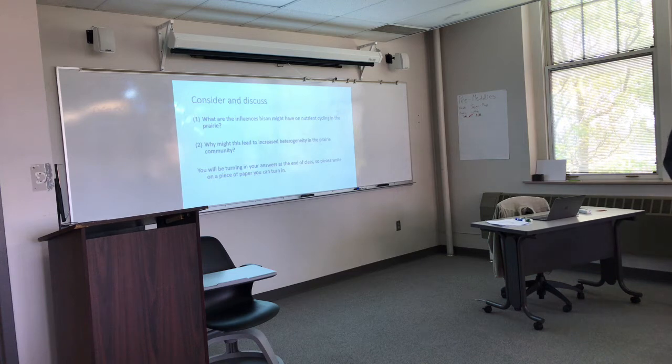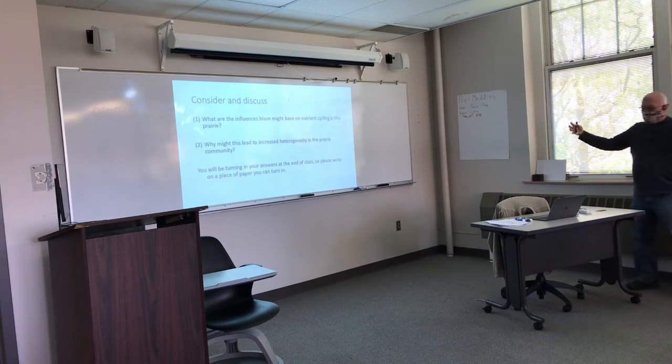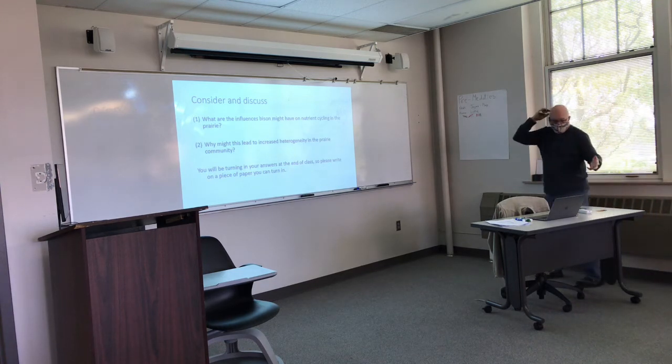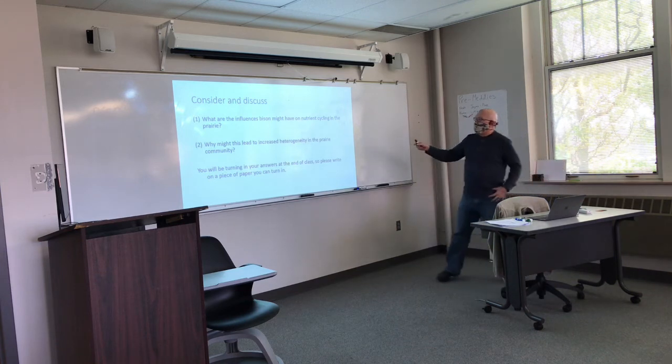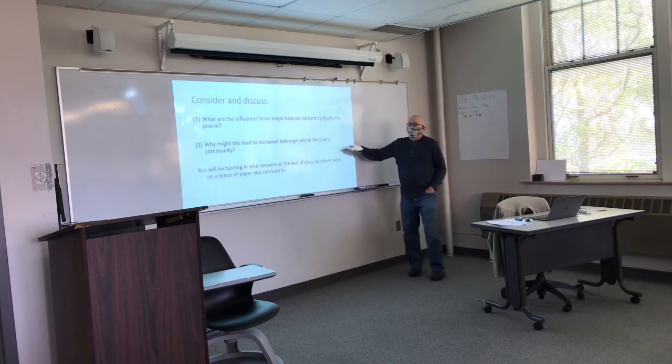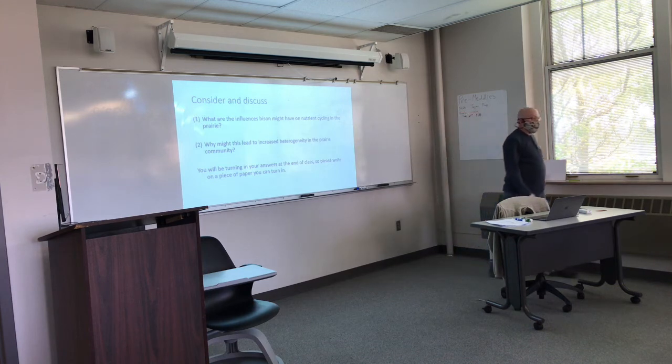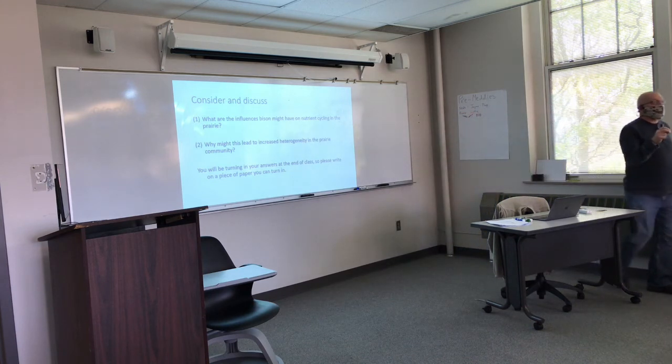And you can think about it in the landscape of a classroom, the landscape of a school, the landscape of a college, a city, or you can think about it as the landscape of a prairie. So how does nutrient cycling maybe lead to increased heterogeneity in a prairie? And I'm thinking in this case of heterogeneity in plants.